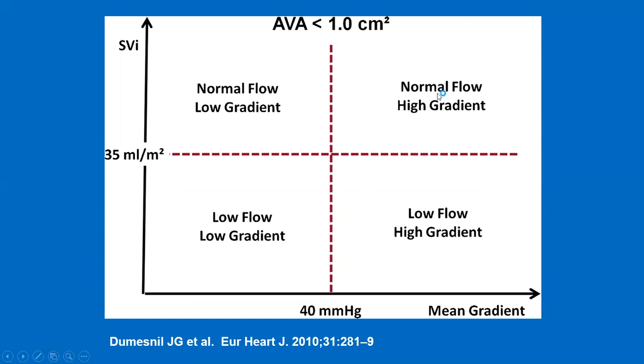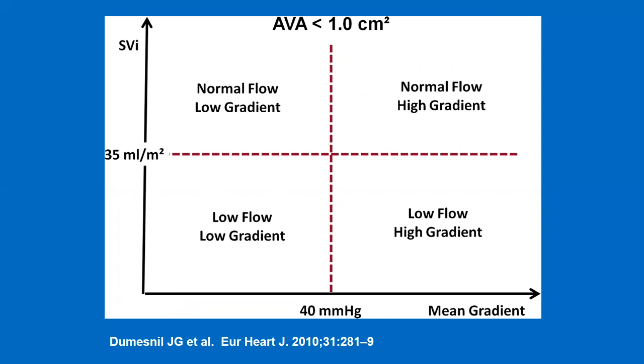The first one is classic aortic stenosis, so patients who have normal flow and high gradients. Normal flow, again, more than 35 milliliters per meter squared stroke volume index, and mean gradient in excess of 40 millimeters of mercury. Those who have low flow, low gradient, still normal EF, are those who have paradoxical low flow, low gradient aortic stenosis: normal EF, valve area less than 1, mean gradient less than 40, and stroke volume index less than 35.